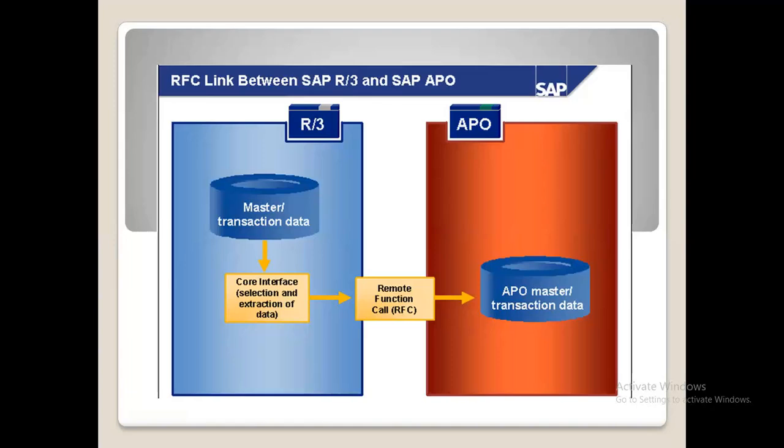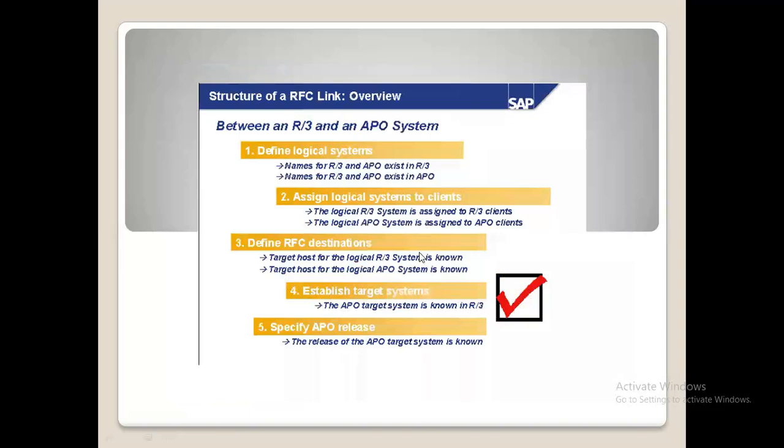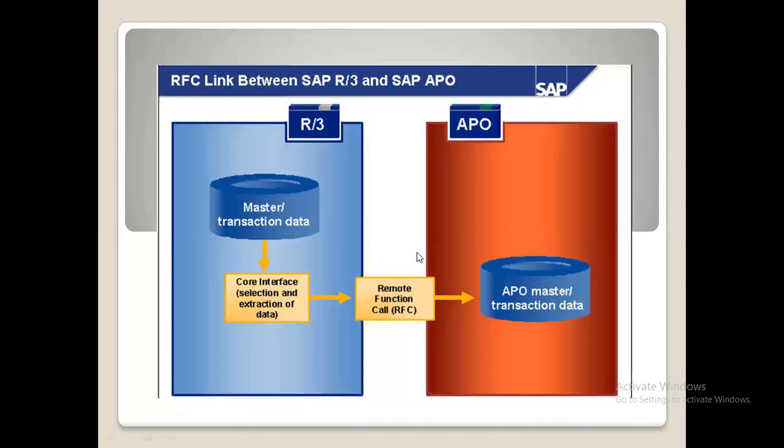That is the SAP R/3 system. The inputs are nothing but the master data and transactional data that has to be transferred from the ECC system to the APO. The way you are getting data from ECC to APO is with the help of RFC, remote function call. Using this remote function call, which uses the core interface, we are getting the data from ECC to APO.